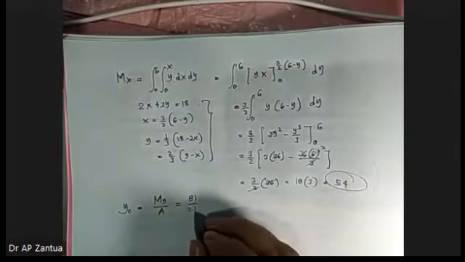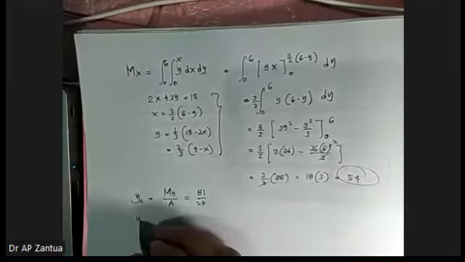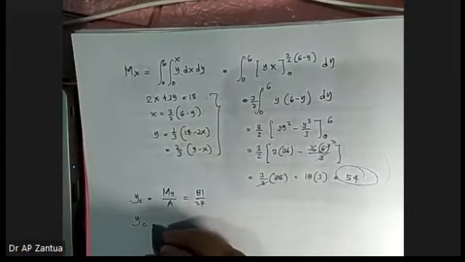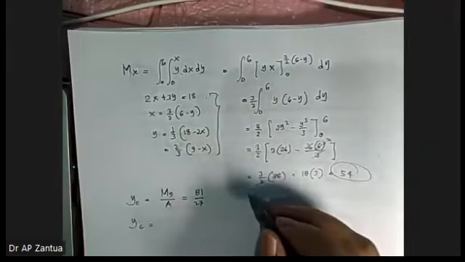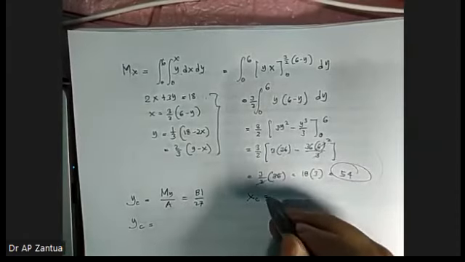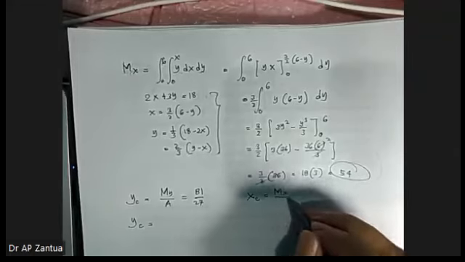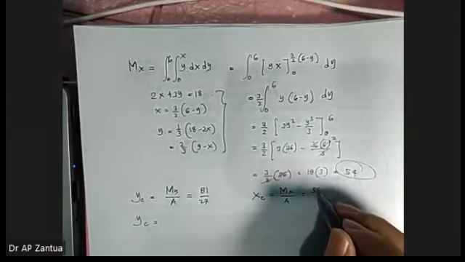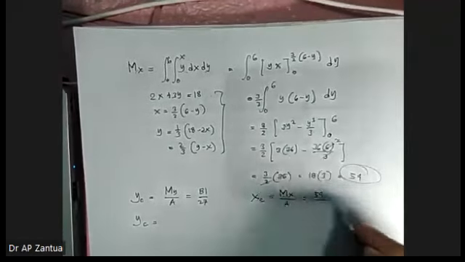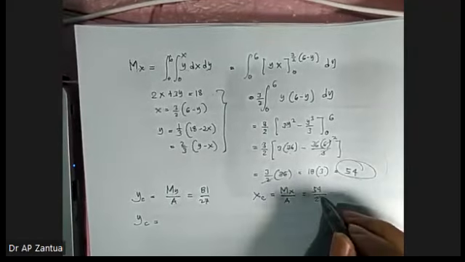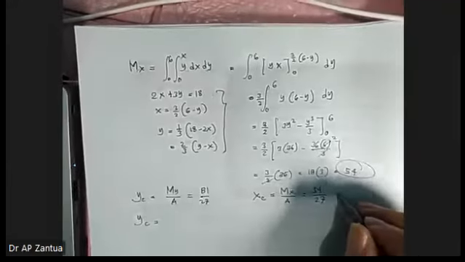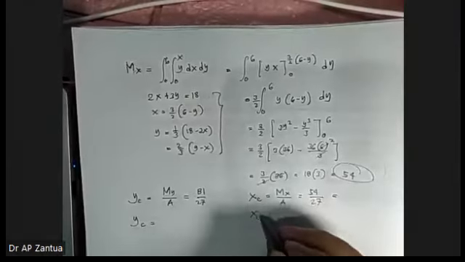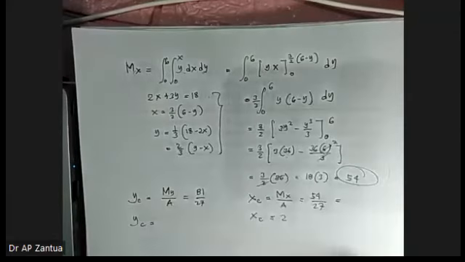What value did we get for A? That is 27. What about x? Centroid: Mx over A. So we got 54 over 27. Therefore, x is 2.